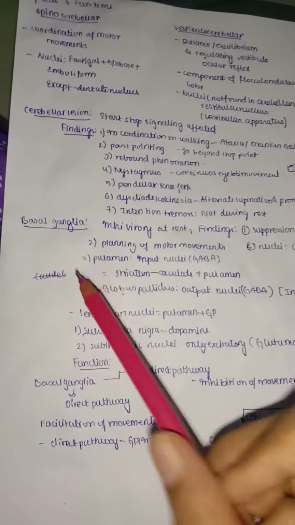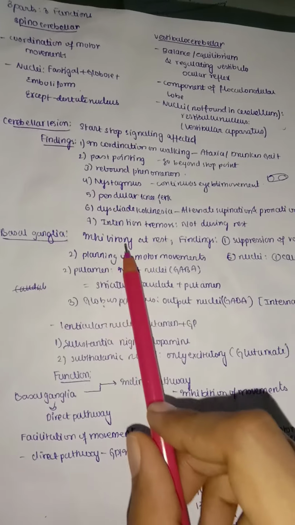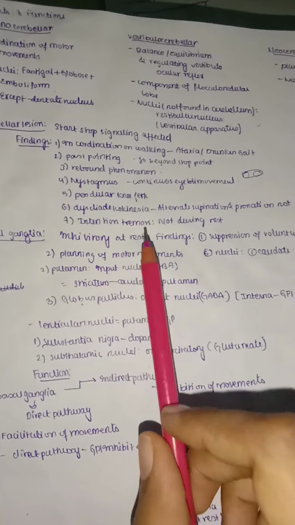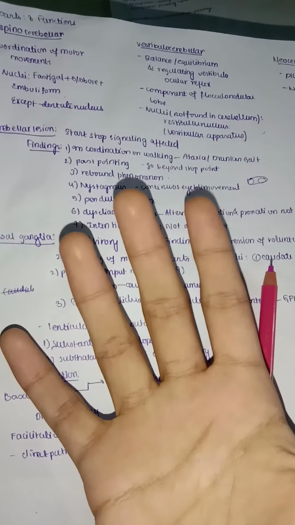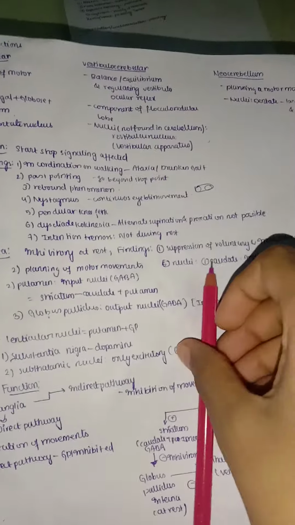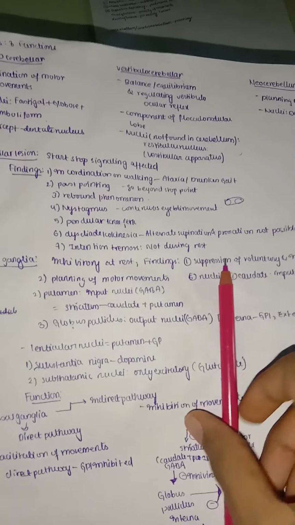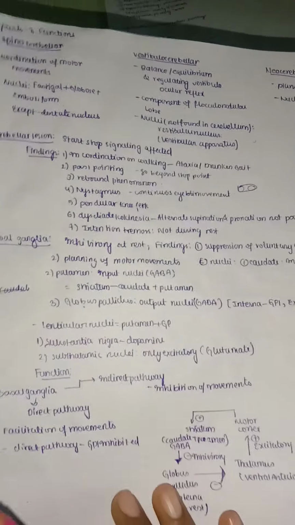And next let us see the basal ganglia. In basal ganglia there are also tremors, but at rest. Actually, the problem in basal ganglia is that even at rest the patient will have tremors like this, but in cerebellar findings, only when you ask them to do some work will they have tremors. So it is an intention tremor in the case of the cerebellum, but in the basal ganglia the tremors occur at rest only.